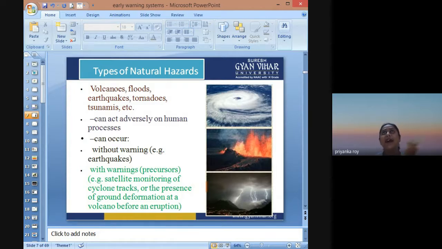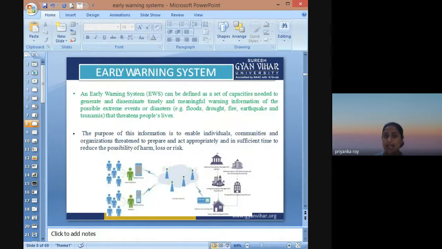If we get prior information, warning or forecast, we will be able to prepare ourselves and protect ourselves beforehand, by taking shelter or evacuating, like what we have been doing in recent times with our cyclone mitigation activities.